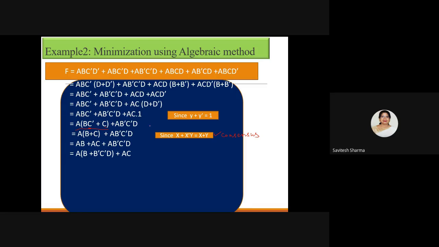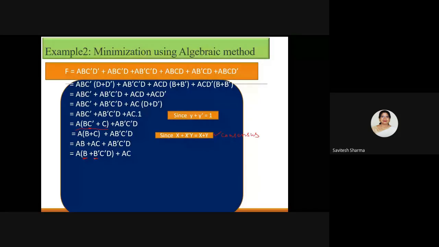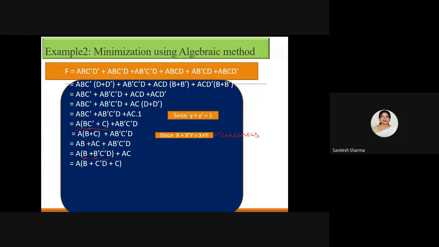Again you notice here that this term contains true signal B and it contains complement B. So again you can apply a consensus theorem. So what will be the consensus theorem? That means a variable B plus C complement D. Okay. So again you will take A common, and finally you will get A dot B plus C plus D.